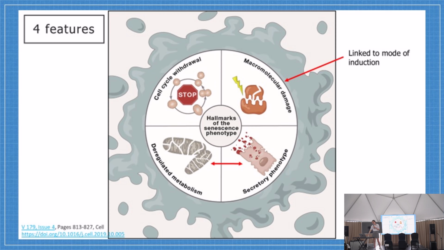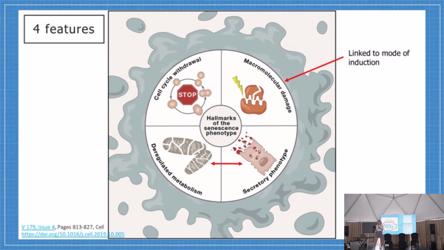Another thing that's really noticeable, and that we'll go into in a bit more detail because it's probably most relevant in the aging context, is the secretory phenotype that senescent cells have. That is, they start secreting additional components into their surrounding environment. That's really important for how the surrounding tissue and the body respond to these senescent cells.